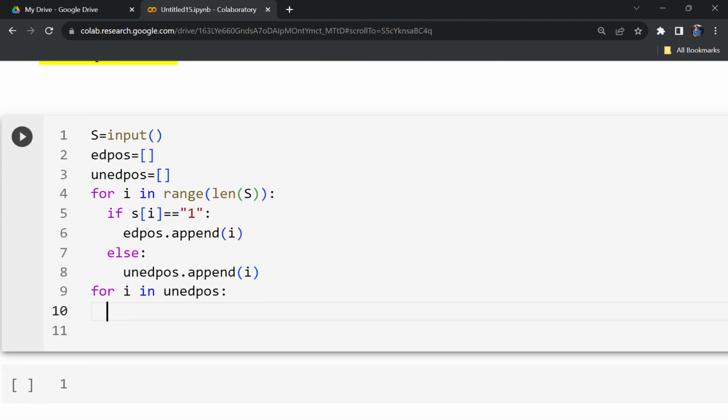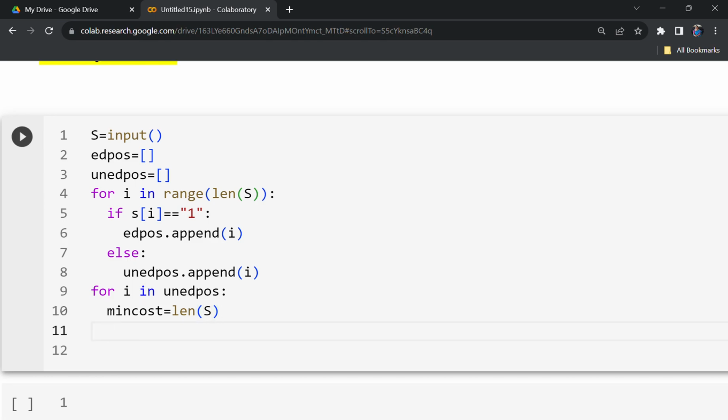Then I will be considering one variable, min cost. I will assume min cost like len of s. Why? Because we can't go beyond this maximum distance or maximum position. So I am assuming min cost equal to len of s. Then I will be taking the positions of educated people, for j in ed pos.